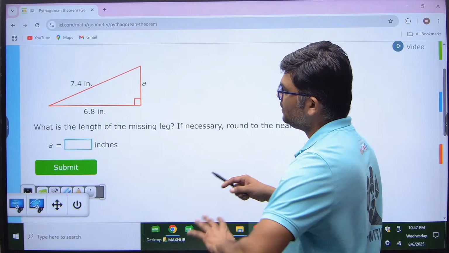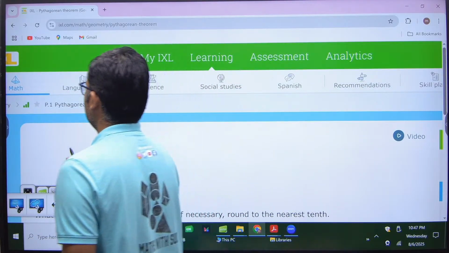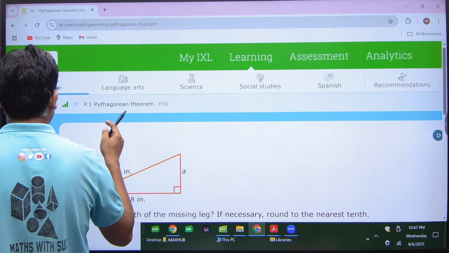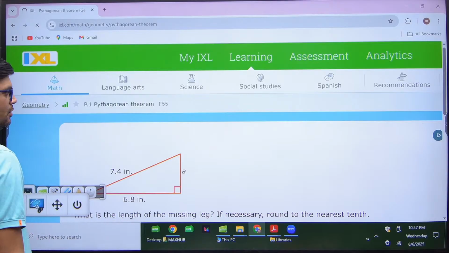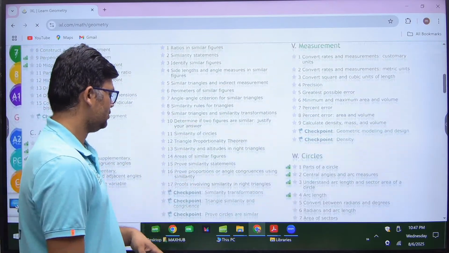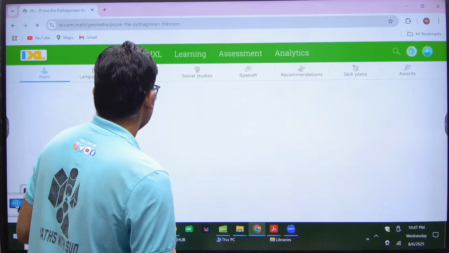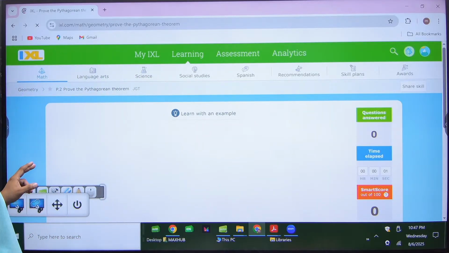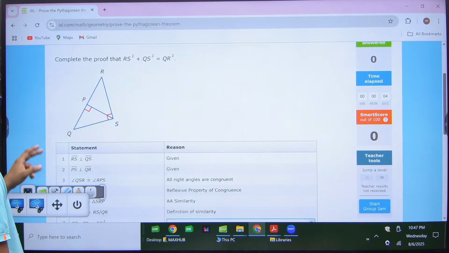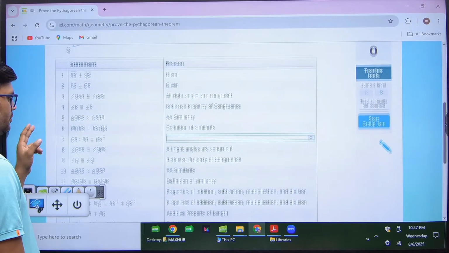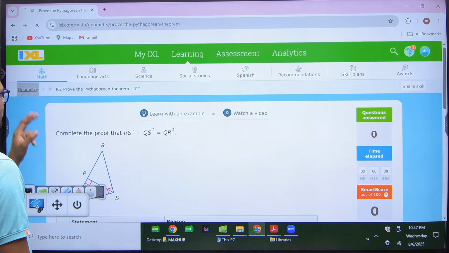Okay, so I hope now you can do this easily. So it is P1 in geometry. P2: prove the Pythagoras theorem. So this will take a lot of time. I don't want you to prove it.